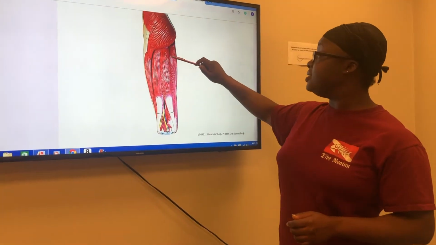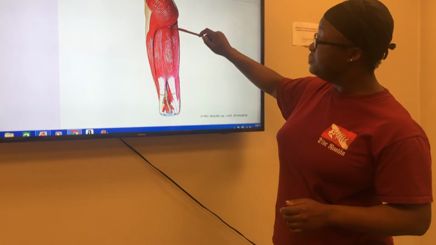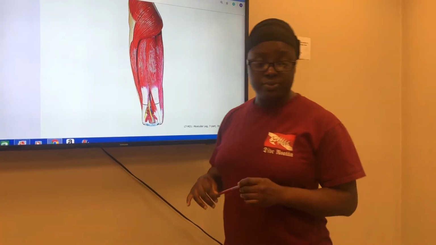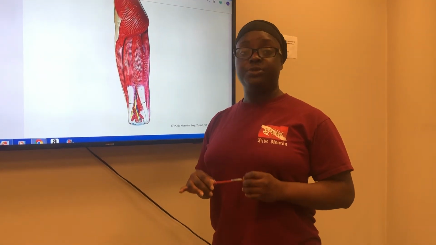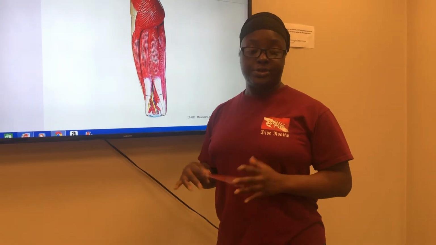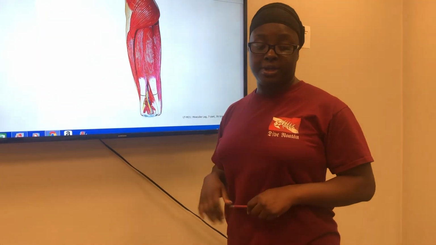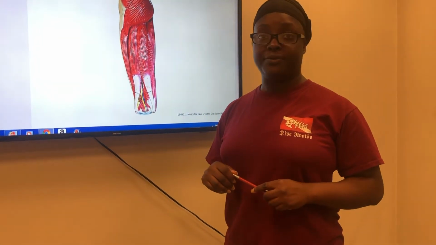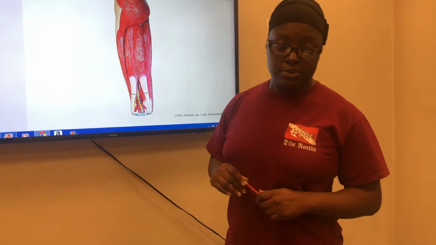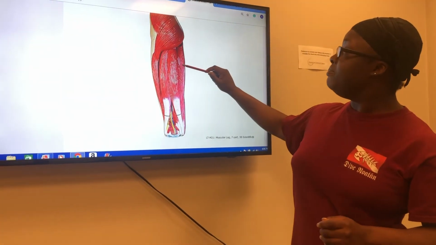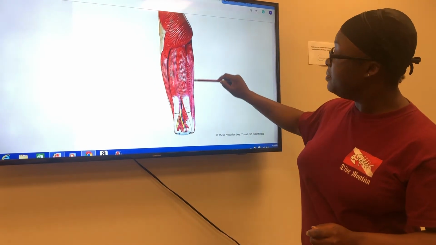This muscle here is the semitendinosus. The origin is in the ischial tuberosity. The insertion is the medial aspect of the upper tibial shaft. The action, it extends the thigh and flexes the knee, and the nerve is the sciatic nerve. The semimembranosus is right here.